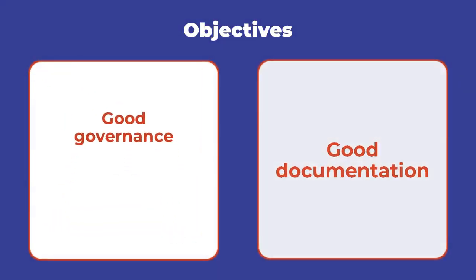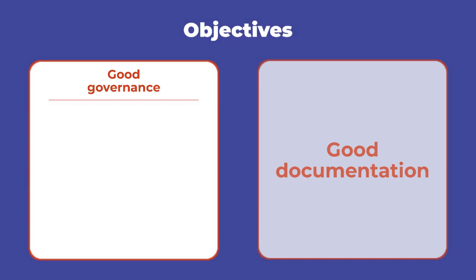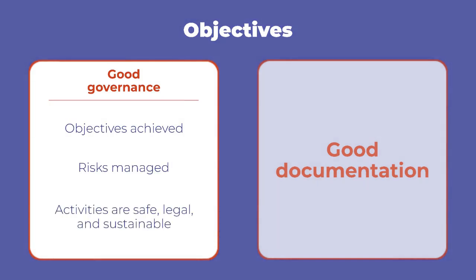Your system has to meet two types of objective. First, of course, is good governance. Your stakeholders need to be confident that your organization will achieve its objectives, and you can prove that you do everything you should to meet your compliance obligations.